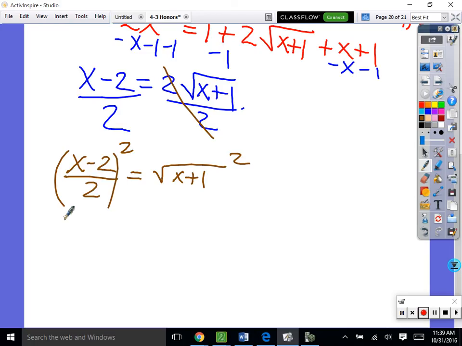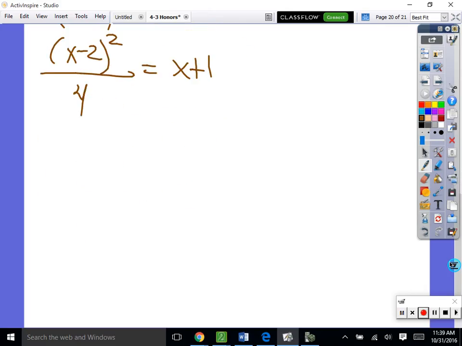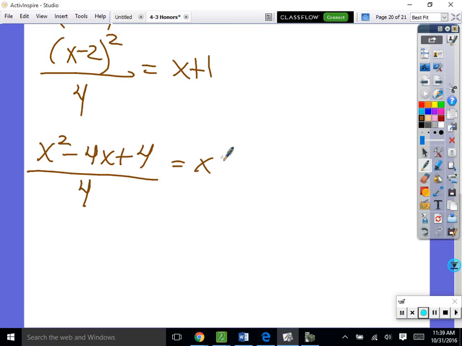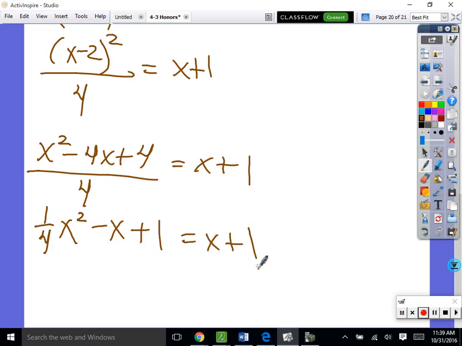So let's go like this. x minus 2 squared over 4. Is everybody okay with that? And then that's equal to x plus 1. So we do need to keep going though. So this is x squared minus 4x plus 4 all over 4, which equals x plus 1. So I don't like this. Now it's going to be solving the quadratic with fractions, which I don't like because we could say this is 1/4 x squared minus x, because I'm dividing them individually by 4, equals x plus 1.